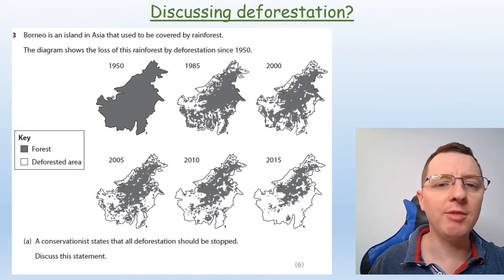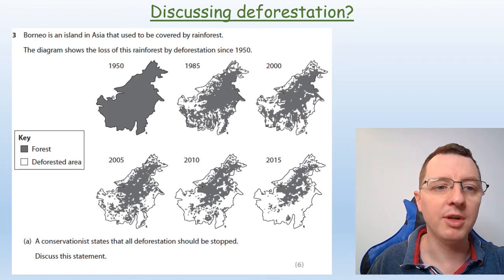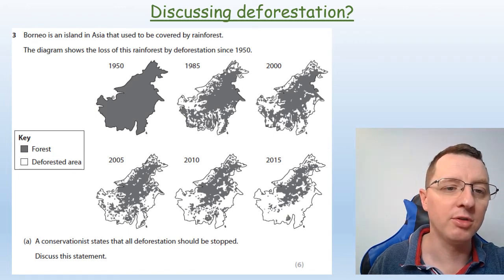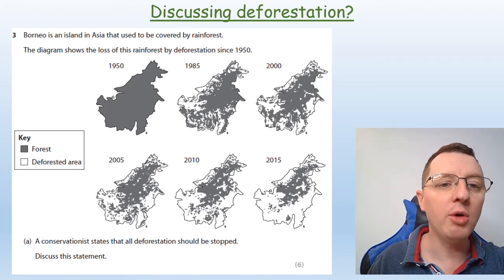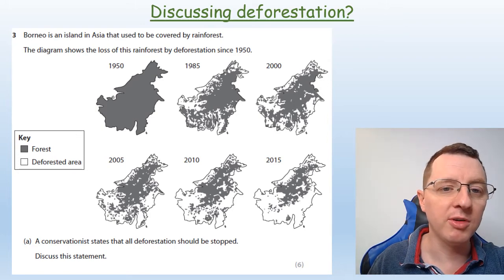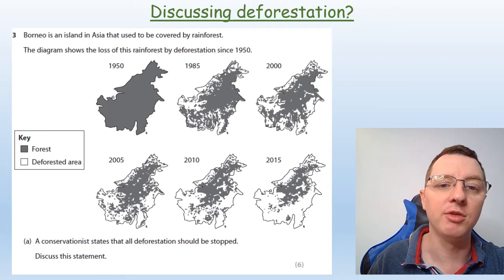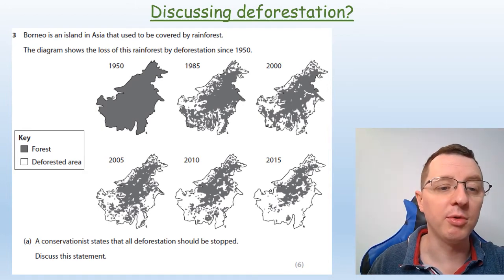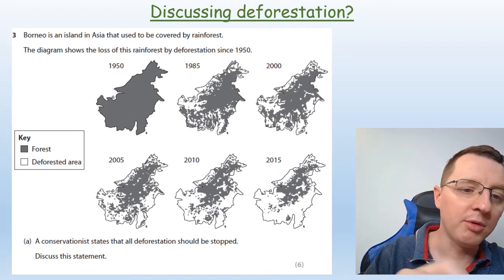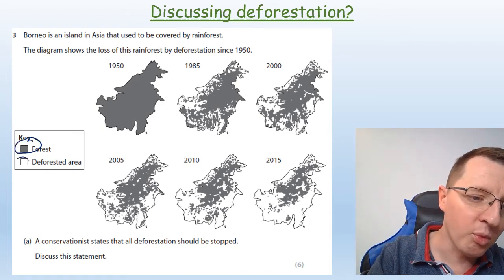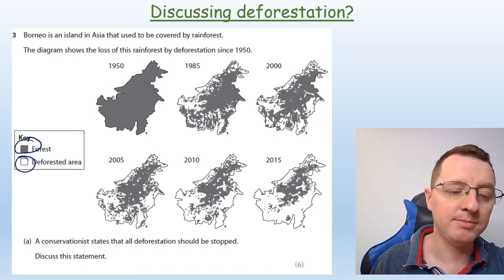So let's just have a little think about discussing deforestation. Here I've got an exam question for you to try. Borneo is an island in Asia that used to be covered by rainforest, and the diagrams show the loss of this rainforest by deforestation from 1950. You've seen this diagram at the top of this video. You can see we've got the dark forested area and the white deforested areas.